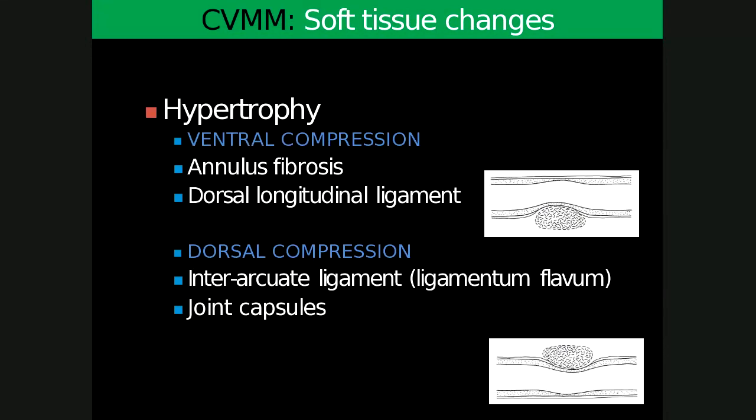Some soft tissue changes may occur also in these wobbler dogs. And just a schematic image again to show what happens with ventral compression. This could be from the annulus fibrosus or the dorsal longitudinal ligament that's hypertrophied, and it will push up from ventrally onto the ventral contrast column. Dorsal compression can be by the interarcuate ligament or the ligamentum flavum or the joint capsule, and this will come from dorsally and press ventrally and narrow the contrast column.